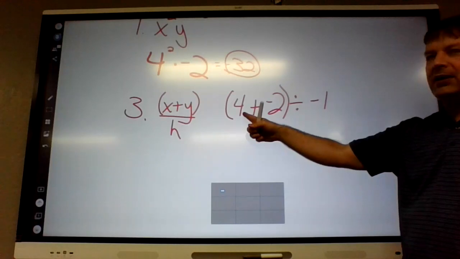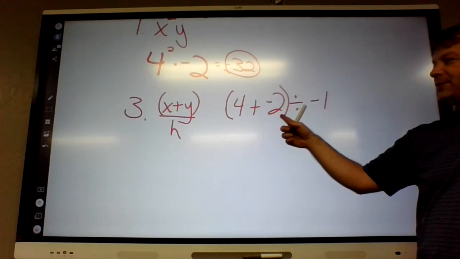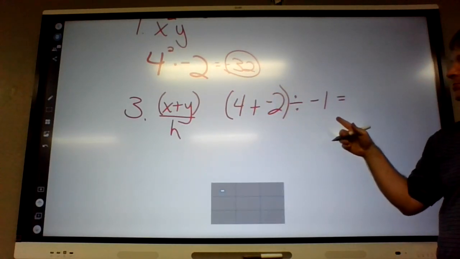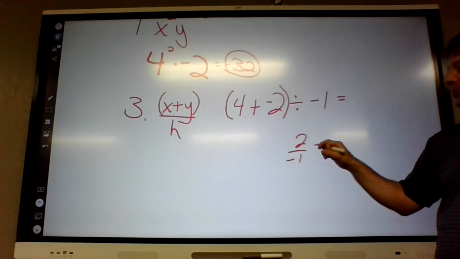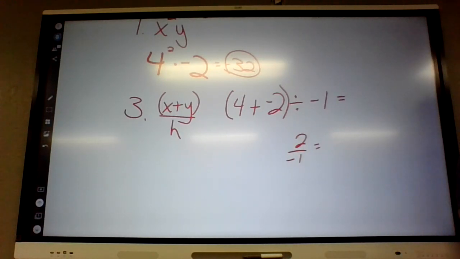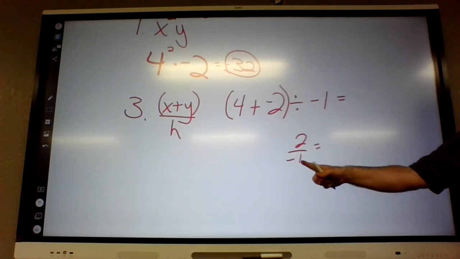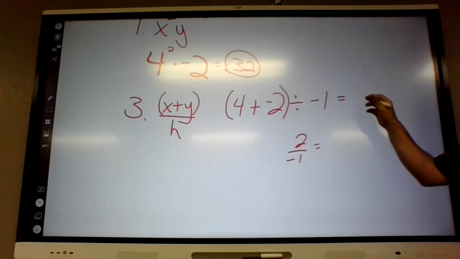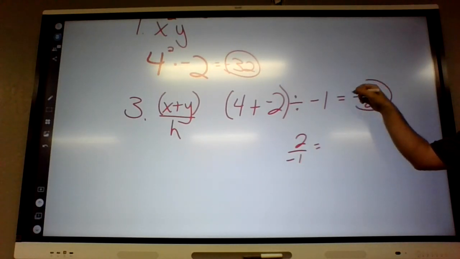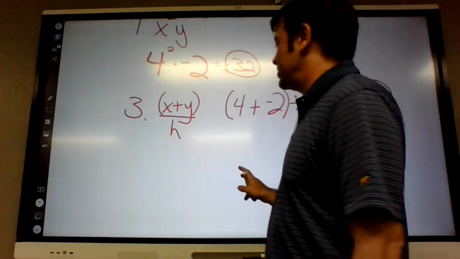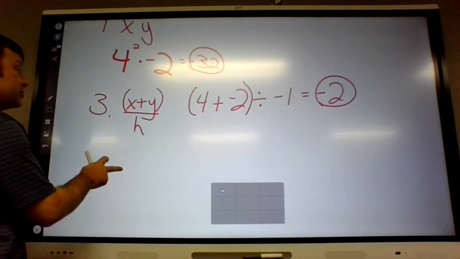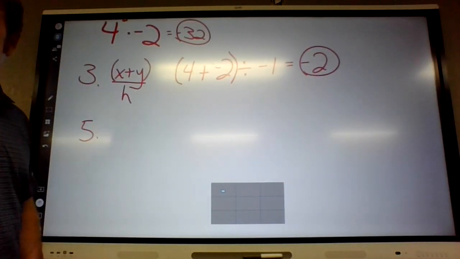Okay, anyway, let's see. Allison, 4 plus negative 2, divided by negative 1. So it's kind of like this. What's 2 divided by negative 1? Do you know what 2 divided by 1 is? 2. And when there's one negative, it makes it negative. So it's just negative 2. Dividing by 1 is the same thing as multiplying by 1. It doesn't really do anything. But the negative part switches it.